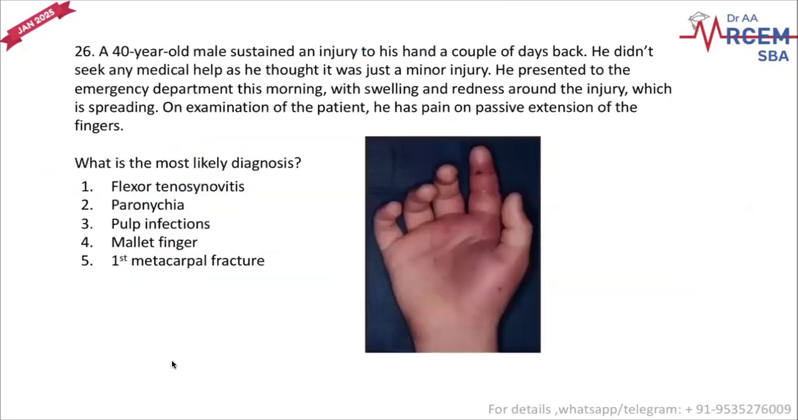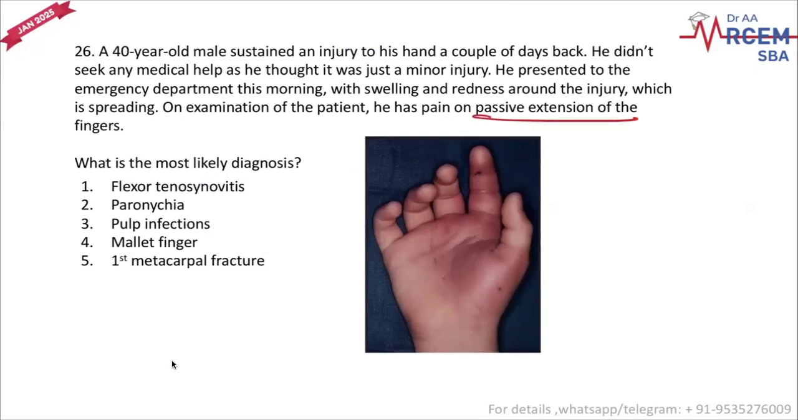A 40 years old male sustained an injury to his hand a couple of days back. He didn't seek any medical help as he thought it was just a minor injury. He presented to the emergency department this morning with swelling and redness over the injury, which is spreading. On examination, pain on passive extension of the fingers is seen. What is the most likely diagnosis? It is very straightforward, very similar to the previous one. Here, they have directly asked for the diagnosis.